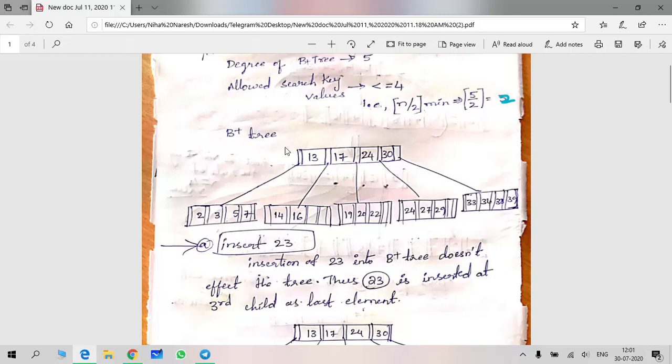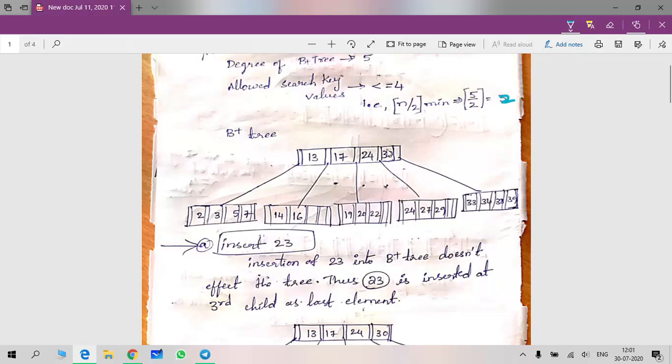Next, let us consider the existing B plus tree as like this. This is nothing but 13, 17, 24, 30. So these are 4 values. So this root is having the maximum key values in it, and see its children: this is 1, this is 2, 3, 4 and 5. So it is reaching its maximum children.